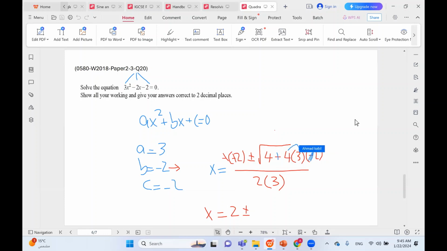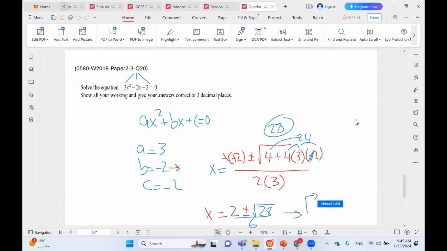4 times 3 is 12, 12 times 2 is 24. So 4 plus 24 gives you 28. So the radical is 28. And this is all over 6. And you use your calculator to figure this out.